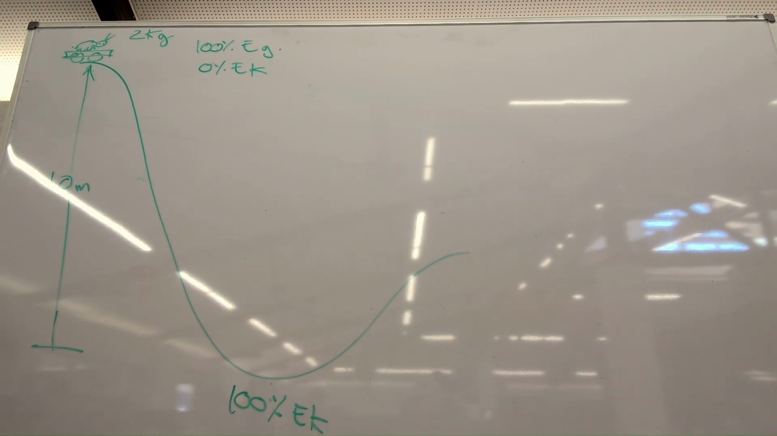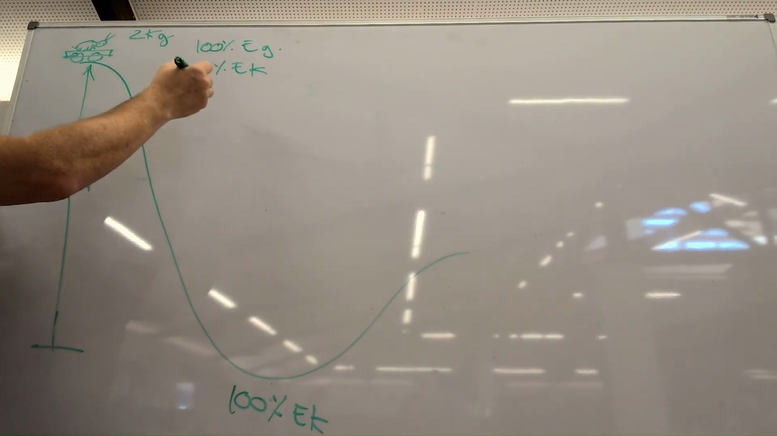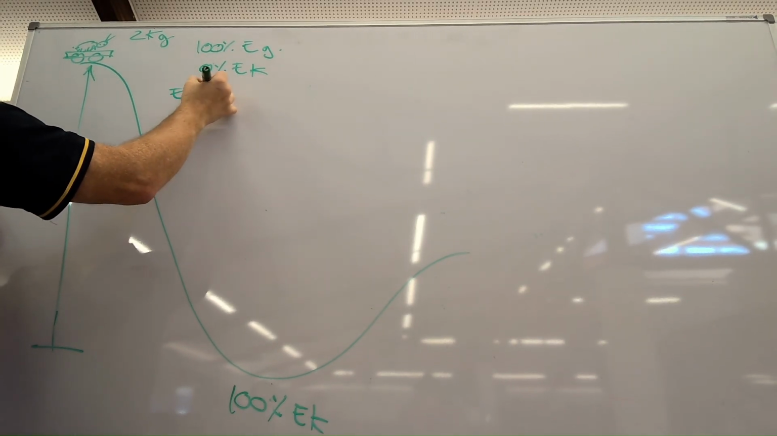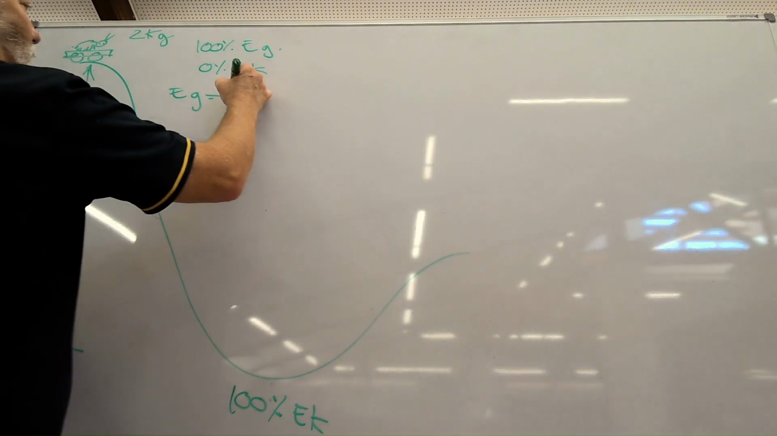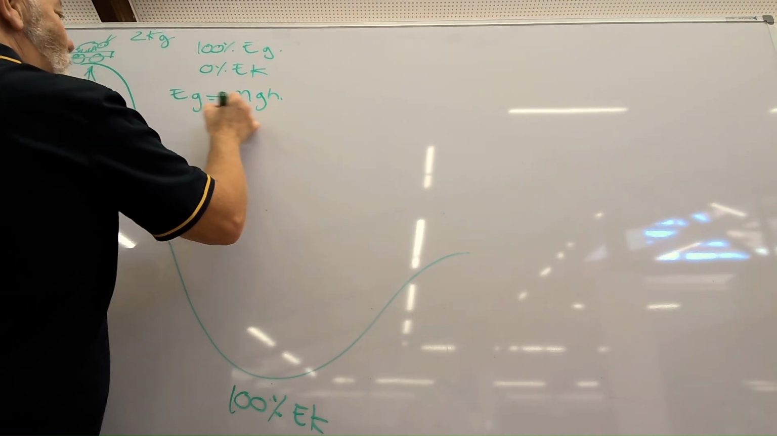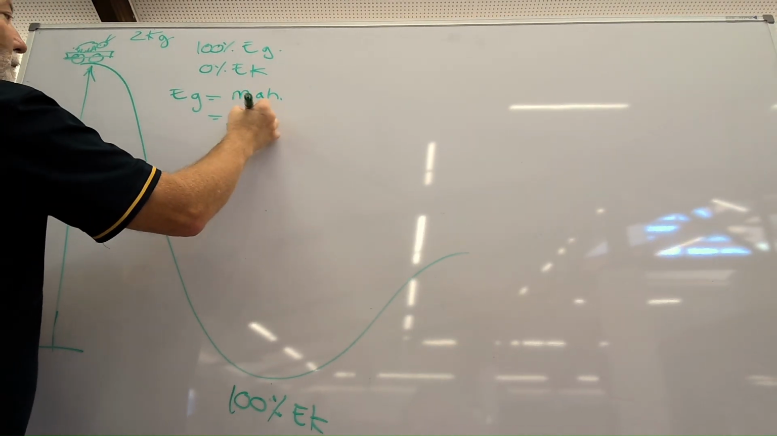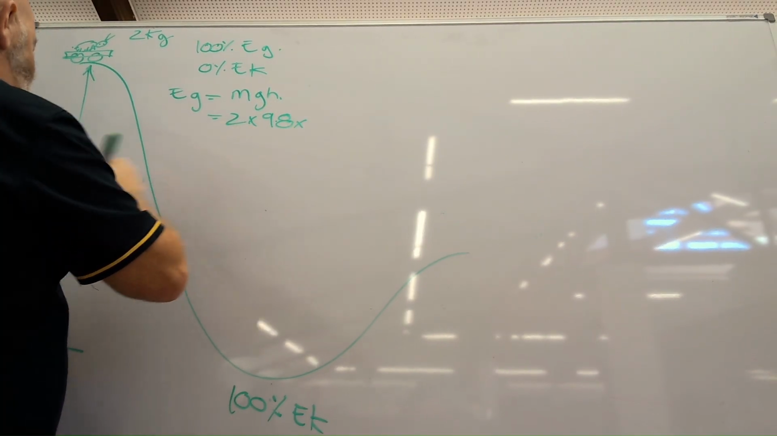Yes? So here, if we want to work out EG, how would we work out the total energy stored in the cockroach strapped to a roller skate? What equation would I use? Is there anybody out there? MGH. The mass is 2 kilograms times gravity times the height of 10.